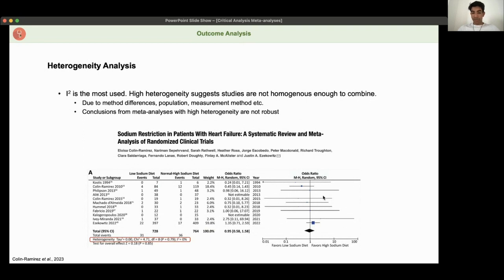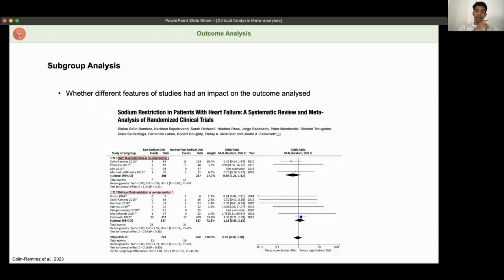Okay, and then actually you can see in this overall effect, combining those studies, that sodium restriction didn't have much of an impact on patients with heart failure in all-cause mortality in this case. Okay, so now we know about a heterogeneity analysis. Let's move on. Subgroup analysis.